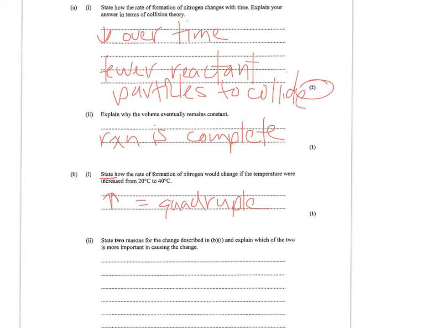Number 2 says, state 2 reasons for the change described in B1 and explain which of the 2 is more important to causing the change. So when you increase temperature, you increase the frequency of collisions, and you also increase the energy of collisions. And the one that's more important by far is the energy, because it doesn't matter how many collisions you have if they don't have activation energy, the minimum energy. So by far the energy is the more important of the 2.